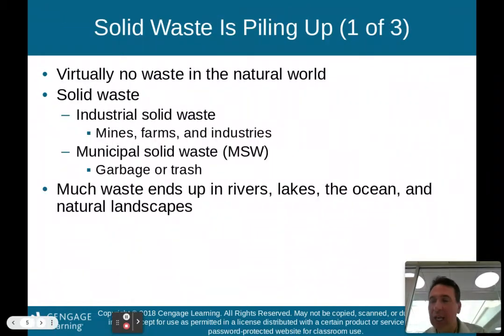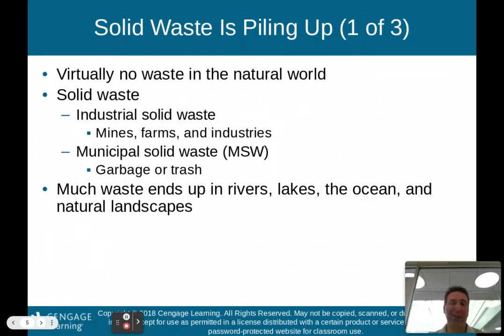So first, we're going to talk about solid waste, and it is piling up. Again, in the natural world, there is virtually no waste, right? I just showed you that diagram, how in nature there is no waste. Everything is used. When an animal dies, the decomposers decompose that animal. Its nutrients are then used to grow plants that other animals eat, that then eat those other animals, et cetera, et cetera. There's no real waste in the natural world.